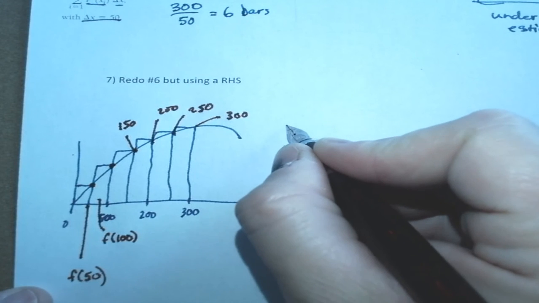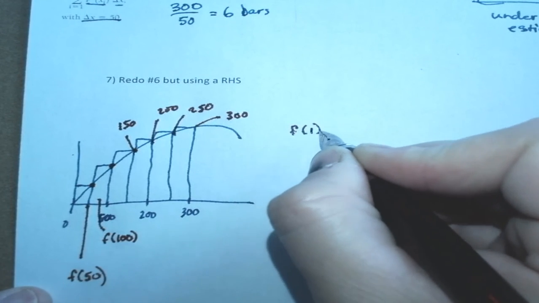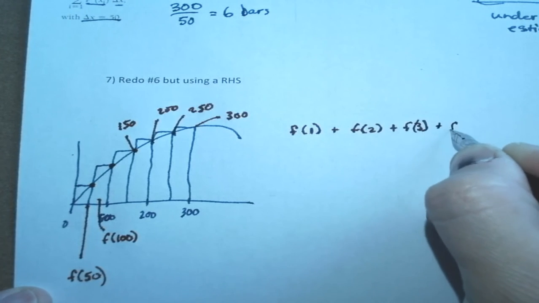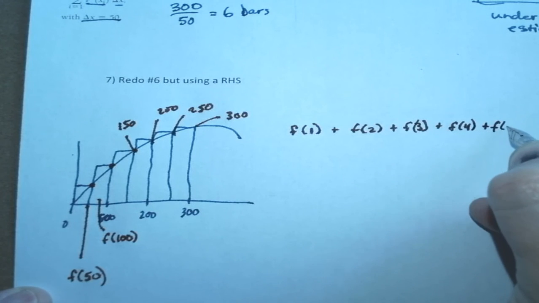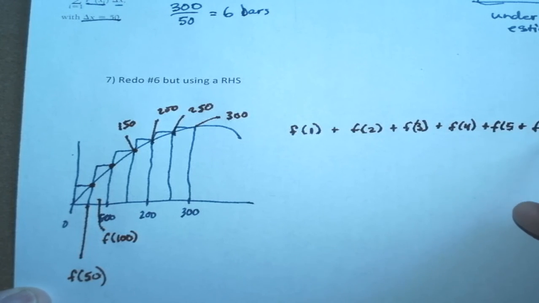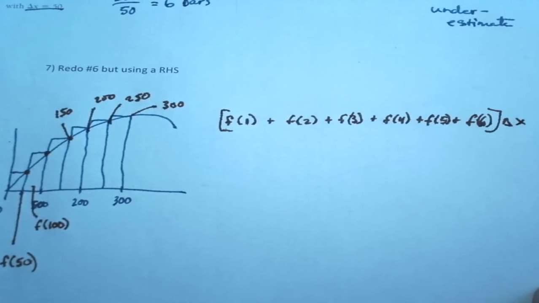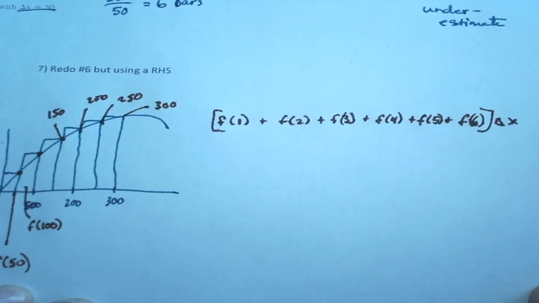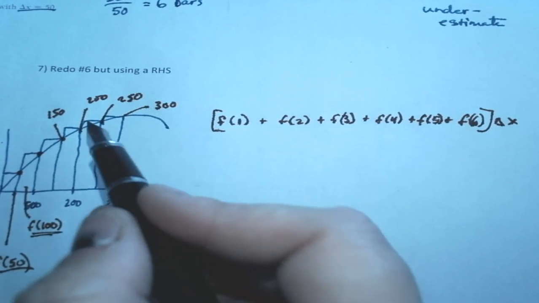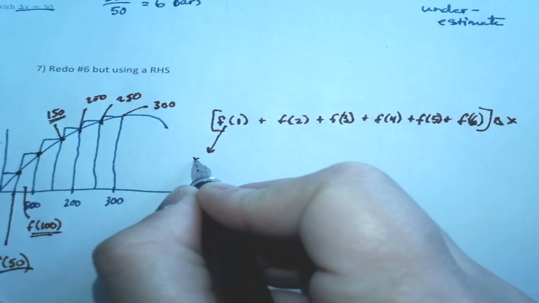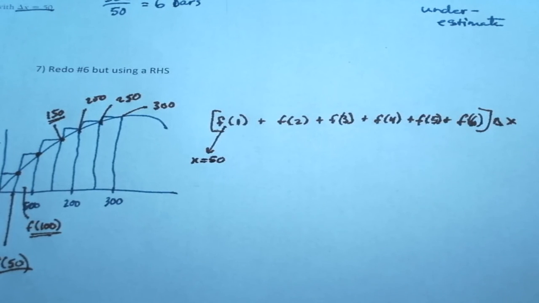What's it going to be? It's going to be f1 plus f2 plus f3 plus f4 plus f5 plus f6, all times delta x. So what is our first function value? What is our second function value? What is our third function value? So we're going to plug these in. So this will be x equals 50. And where do we plug that into? We plug that into the original equation.